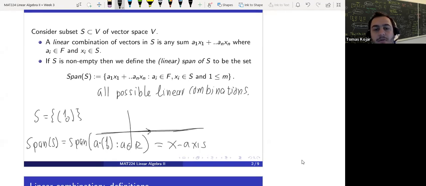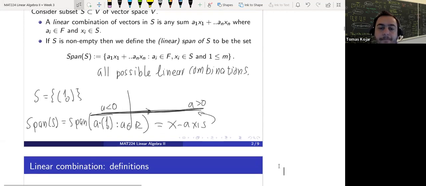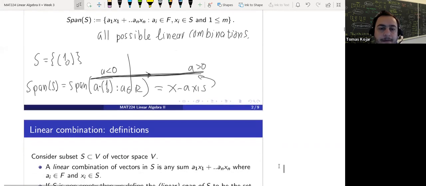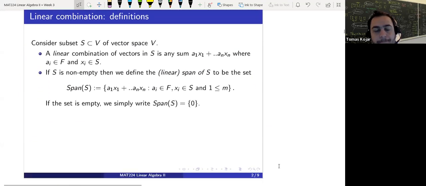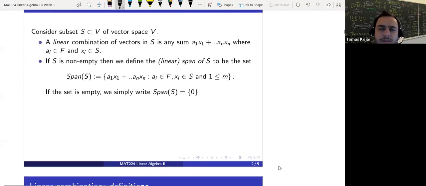because you can go positive A and negative A. So you span the entire line, right? I think in 2 to 3, you've seen this stuff for sure. If the set is empty, then we just define its span to be the 0 vector.